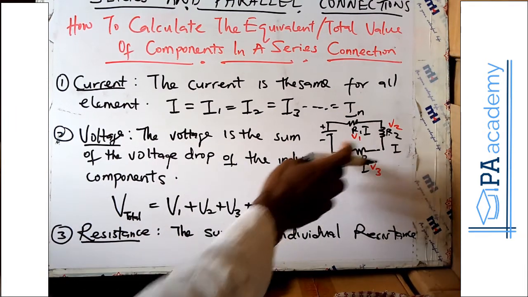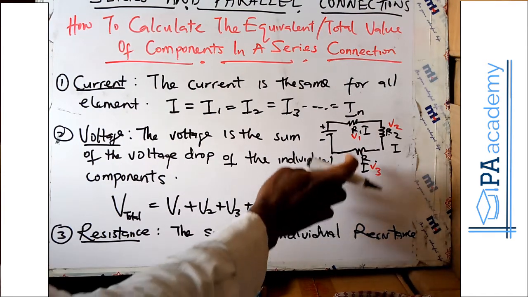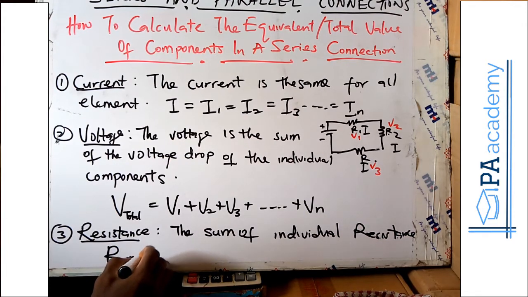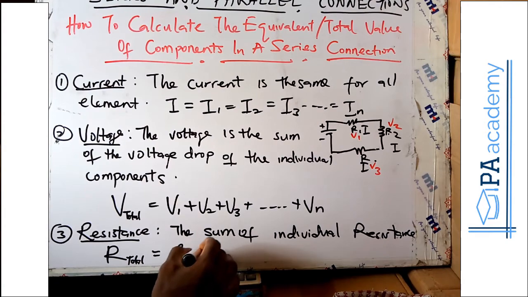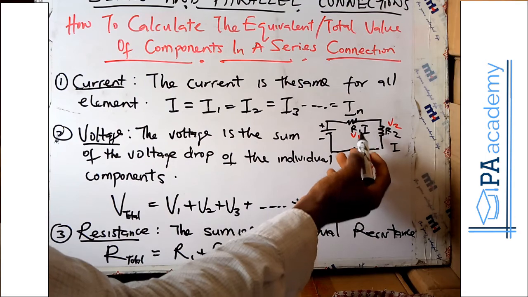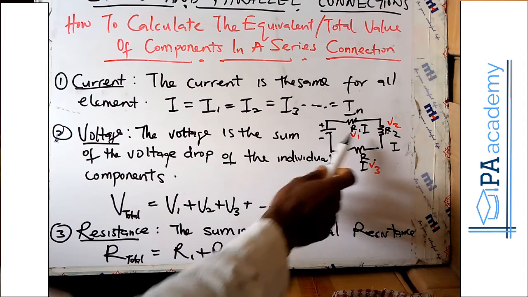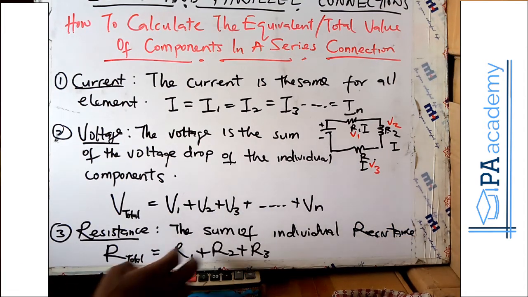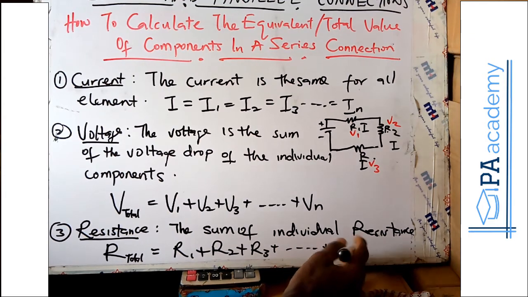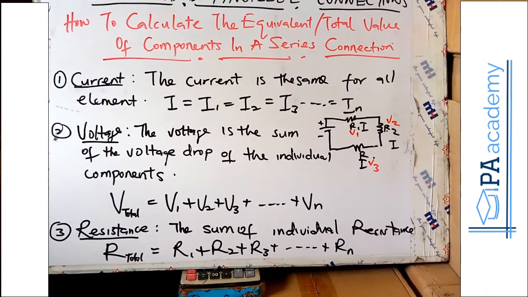Now, still using this series circuit as an example, if you are to get the equivalent resistance for this circuit, what you are going to have is our R total is equal to R1 plus R2 plus R3. That is for this, because we are having 3 resistors, R1, R2, and R3. So the equivalent resistance is the addition of each of the resistances in the circuit. If you're having more than 3, you just keep adding them depending on the number of resistors that we are having in the circuit.